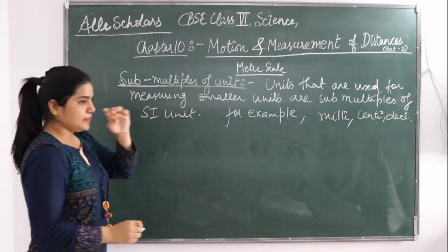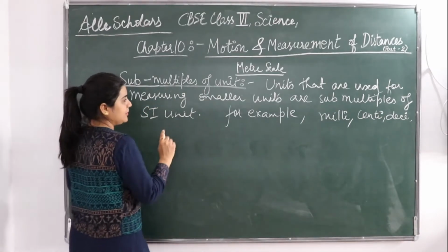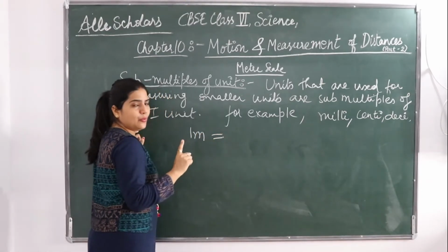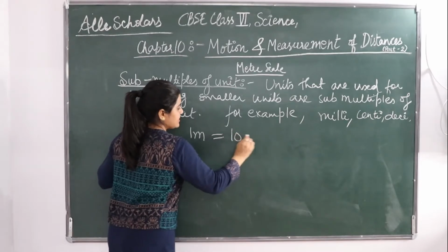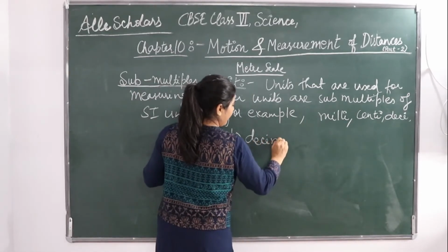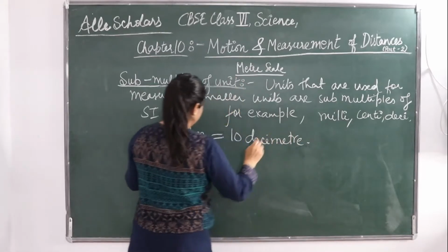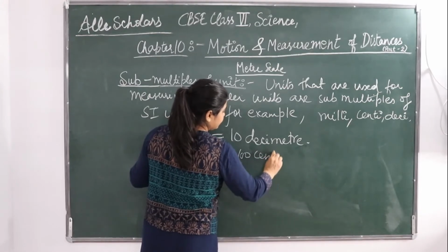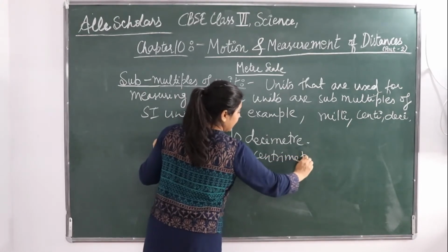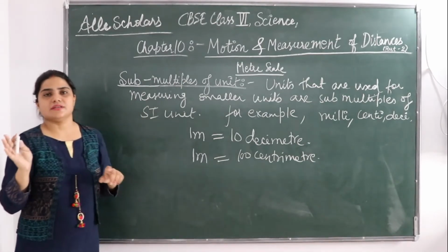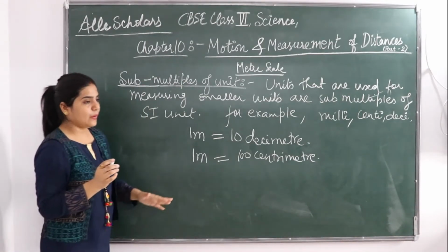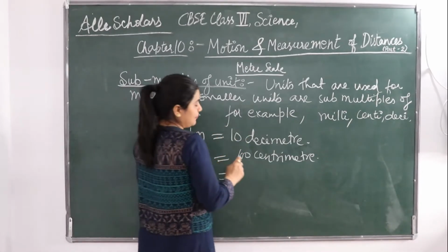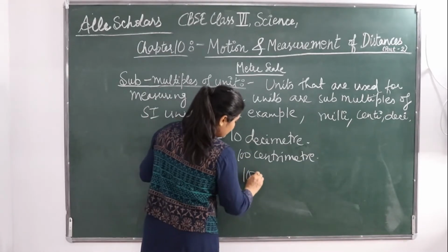Okay, so millimeter we have already discussed, centimeter also I have told you, but I am telling you again. 1 meter is going to be how many decimeters? 10 decimeters. Okay, and 1 meter is equal to 100 centimeters. There are 100 equal divisions. And 1 meter is equal to how many millimeters? It is going to be 1000 millimeters.